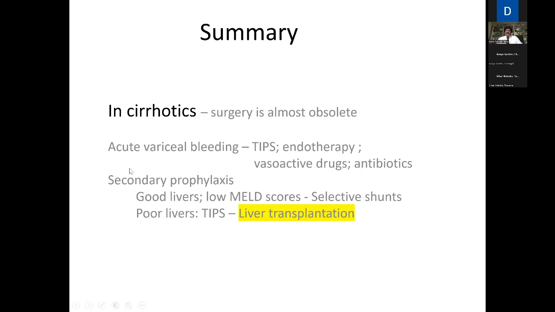Now, secondary prophylaxis in cirrhotic patients who come with bleeding but stop: if they have good livers, low MELD scores, especially Child A, you can consider a selective shunt, but the majority of them, Child B, Child C, would require TIPS as an emergency measure and as a bridge to liver transplant. Liver transplant is the treatment of choice.